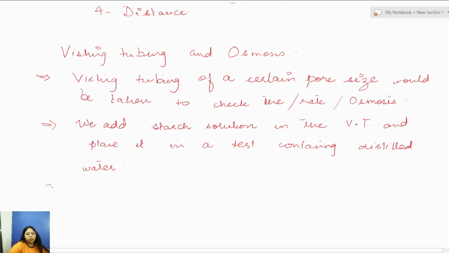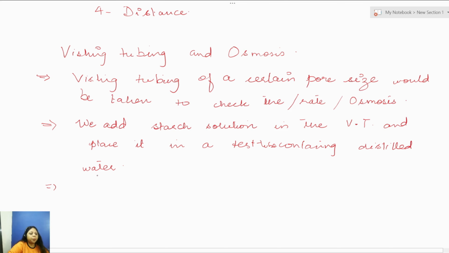No, no, no. Visking tubing of a certain pore size would be taken to check osmosis. Exactly. Then we have mentioned that we have used a test tube, we have used this visking tubing, we have used starch solution. Okay, we are telling them everything.